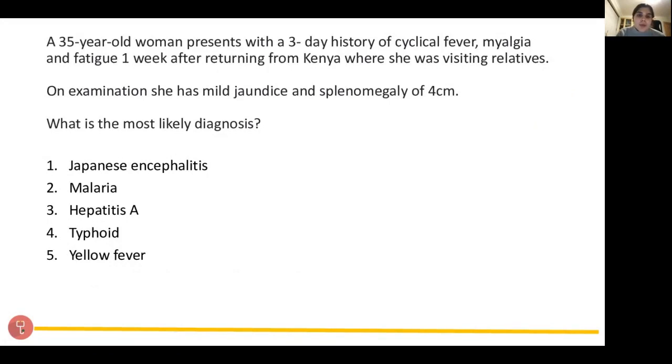A 35-year-old woman presents with a 3-day history of cyclical fever, myalgia, and fatigue, 1 week after returning from Kenya, where she was visiting relatives. On examination, she had mild jaundice and splenomegaly of 4 centimeters. So hopefully this one should be a bit more straightforward, and I will get you guys just to tell me what you think the answer is in the poll.